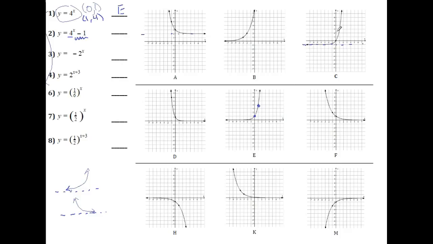And all you have to check now is to make sure that if I were to shift it back up 1, this point would have been through (1, 4). I could see that that's what would happen. So this is choice C.